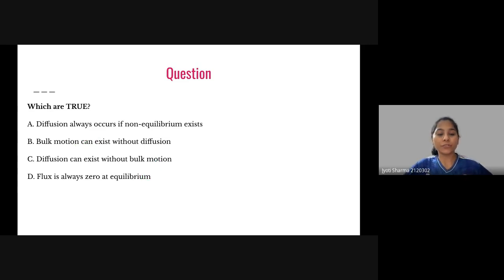Which are true? Diffusion always occurs if non-equilibrium exists. Bulk motion can exist without diffusion. Diffusion can exist without bulk motion. Flux is always zero at equilibrium. Okay, so bulk motion can exist without diffusion. Diffusion can exist without bulk motion. This is a little trickier, but you can think about which one is the subset of which one.